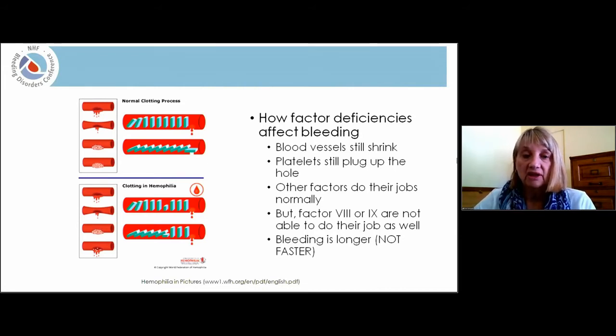If you look at that lower panel, you can see the vasoconstriction takes place. Platelets go to the site of the injury, but they're unable, because we're missing factor 8 or factor 9, to make that net that holds everything together. And so the patient continues to ooze or bleed from that injury in the blood vessel. Keep in mind, however, patients with hemophilia don't bleed faster than anybody else. They just bleed for a longer length of time.